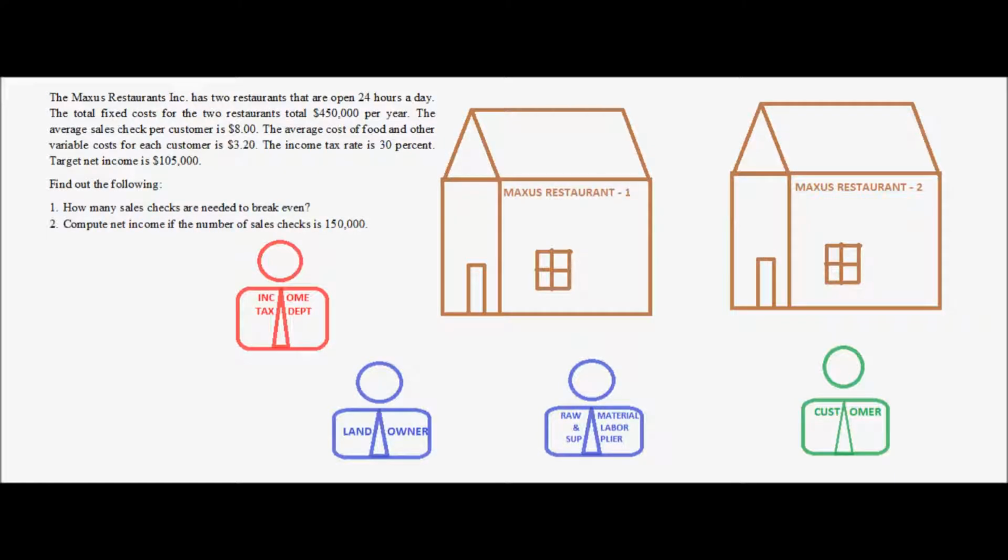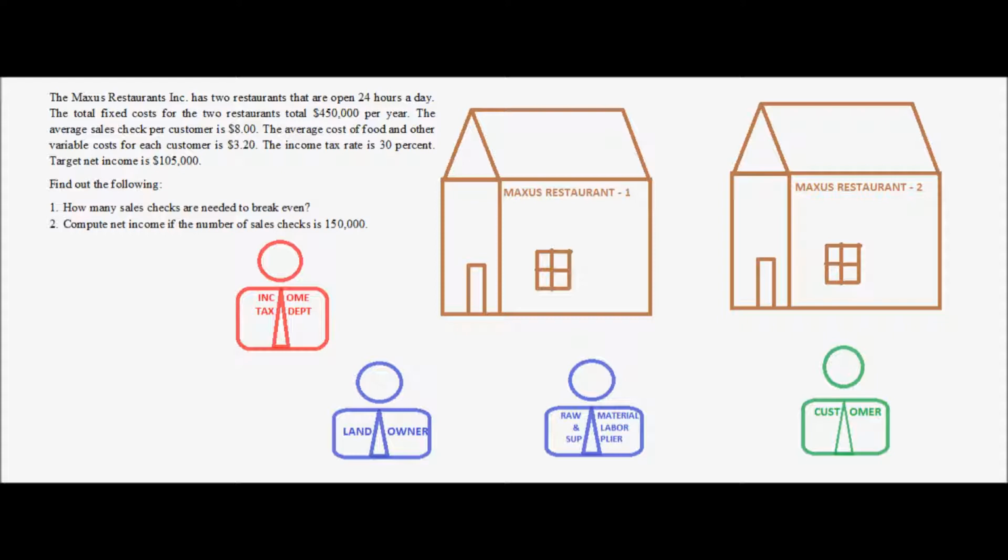Let us look at another example of cost volume profit analysis. Maxus Restaurants Incorporated has two restaurants that are open 24 hours a day. The total fixed costs for the two restaurants total $450,000 per year.